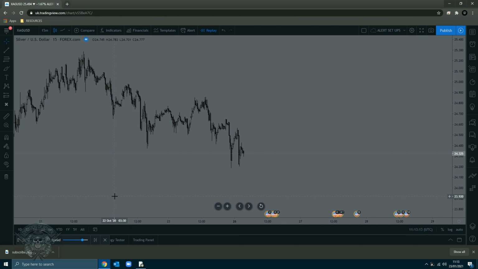So it's a 4-question process. Have we got equal highs and lows? Have they been ran? Has there been a price rejection, and have we had a break of structure? Okay, so that's the 4 steps to my trade plan itself, right?